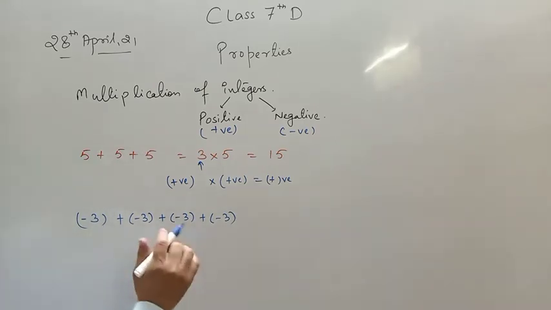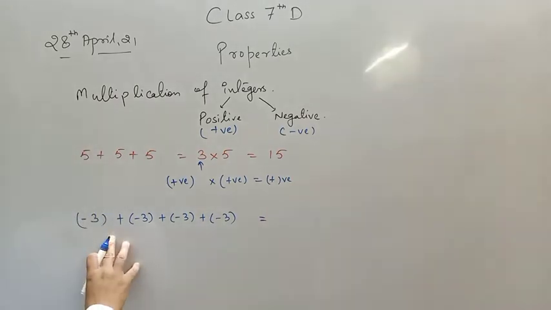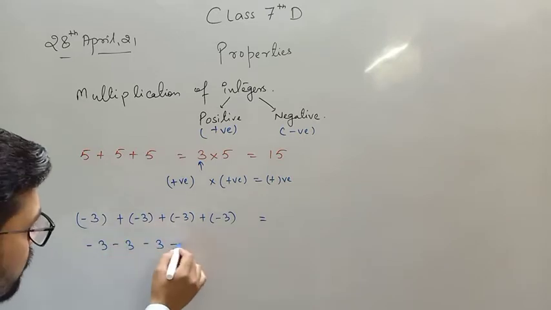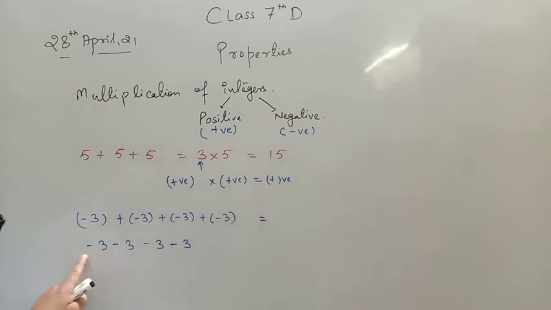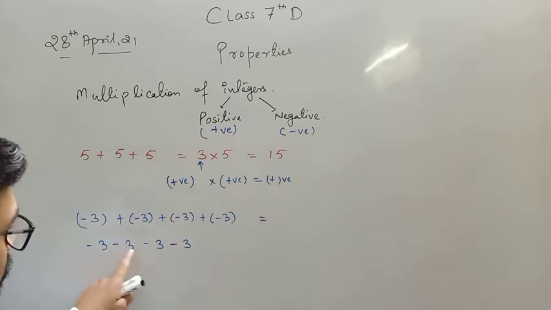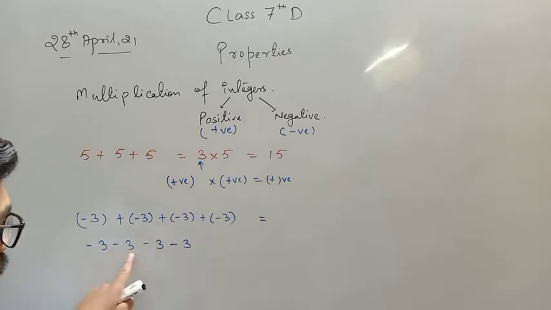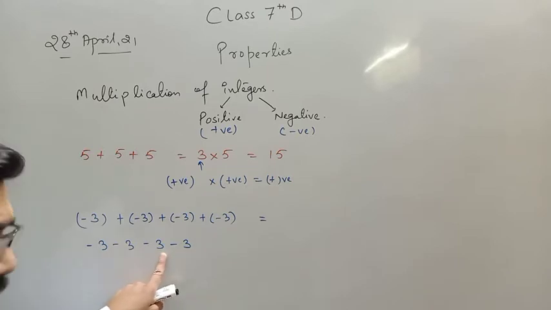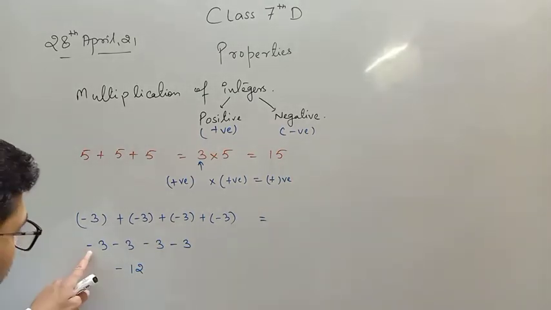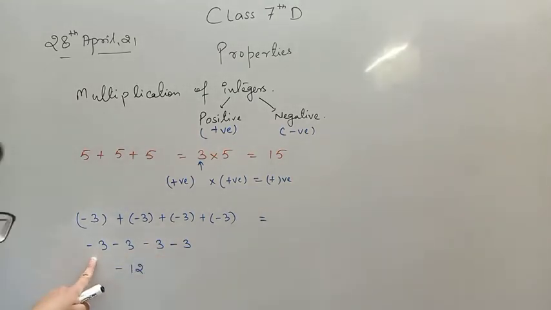So there are 2 methods. The first method is I can write it like this: minus 3 plus minus 3 plus minus 3 plus minus 3. If the whole expression has the same sign, that is negative, then addition will be there. So 3 plus 3 plus 3 plus 3: 3 plus 3 is 6, plus 3 is 9, plus 3 is 12. So I can write minus 12. If the whole expression has the same sign, that means the same sign will appear in the result also.